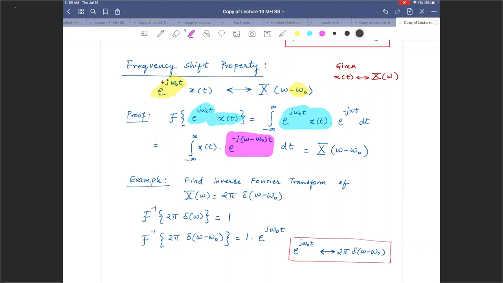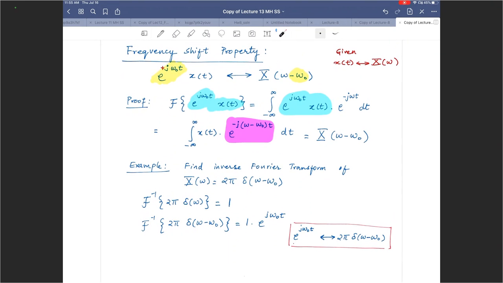And this is simply X of omega evaluated at omega minus omega naught. So you can define omega minus omega naught as omega prime, and you get capital X of omega prime. That's the Fourier transform. So that proves the frequency shift property.